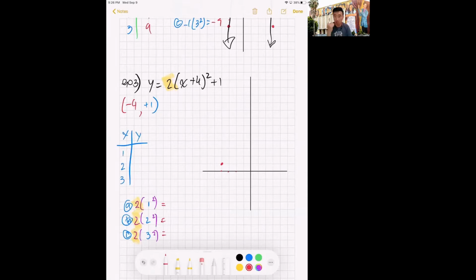And since this is positive, it's going to go up. Okay? So 1 times 1 is 1, times 2 is 2. 2 times 2 is 4. 4 times 2 on the outside is 8. 3 times 3 is 9. 9 times 2 is 18. Any questions so far?